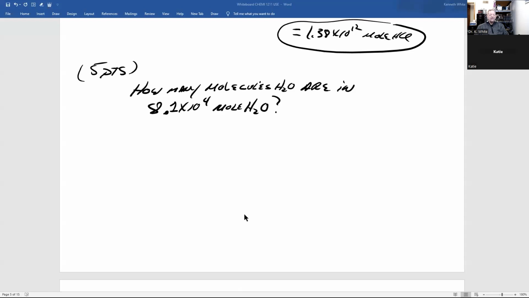Now, let's look at this problem. How many molecules of water, H2O, are in 8.1 times 10 to the fourth moles of water? Right here, we're going to do it stepwise. What are you being asked to find? What are you given? And why don't you do that? And then vote yes when you're done.